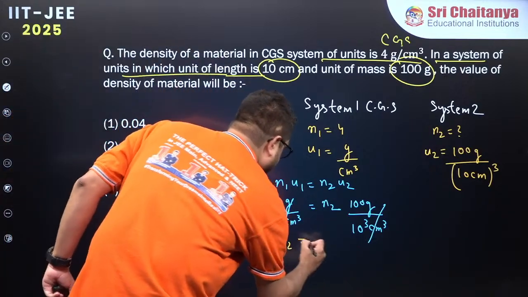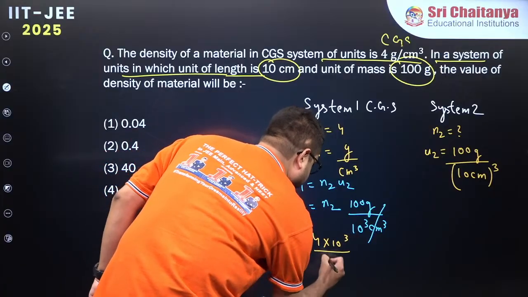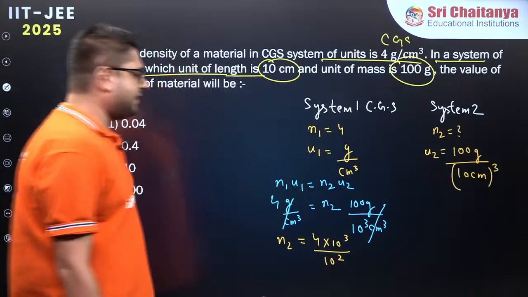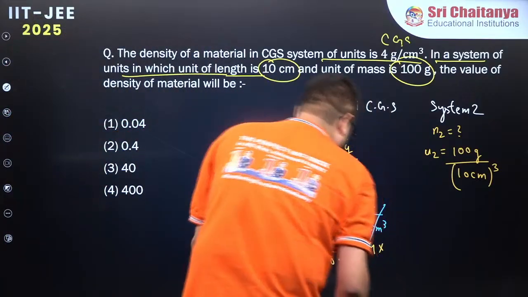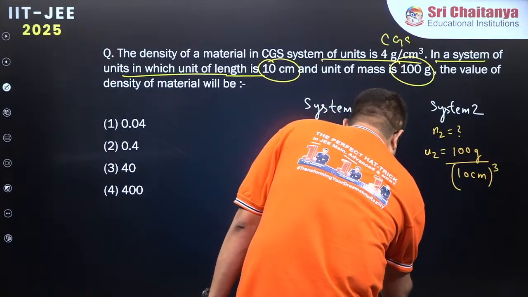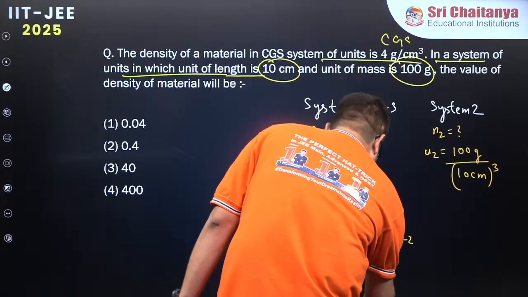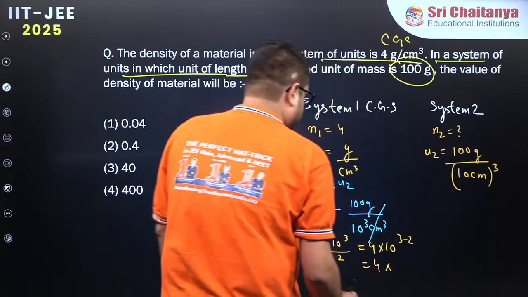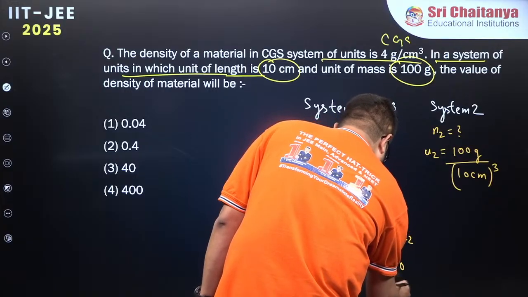So what I will be getting, N2 is going to be equivalent to 4 into 10 to the power 3 by 10 square, isn't it? 100 can be written as 10 square. So what will be the answer? Write it down over there in the chat box. So 4 into 10 to the power 3 minus 2, isn't it? What will come? That is 4 into 10, isn't it? That's what I will be getting. So that should be 40, right?